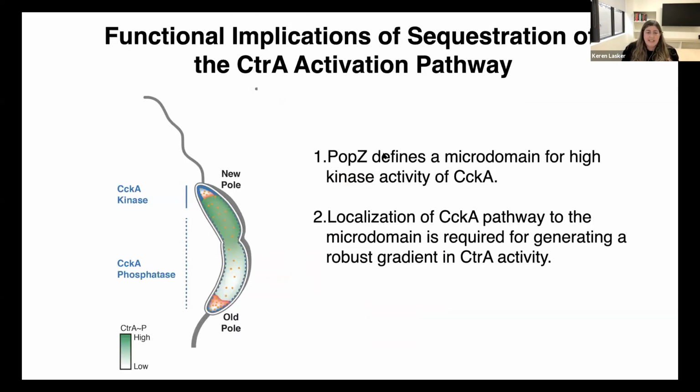So I'm going to give you two quick conclusions from our previous Nature Microbiology paper about the functional implication of sequestering this whole pathway inside a POPSI microdomain. The first one is that POPSI defines a macrodomain for high kinase activity of CckA, reinforcing the asymmetry, and that localization of the CckA pathway to the microdomain is required for generating a robust gradient of CtrA activity, which is needed for maintaining asymmetry.